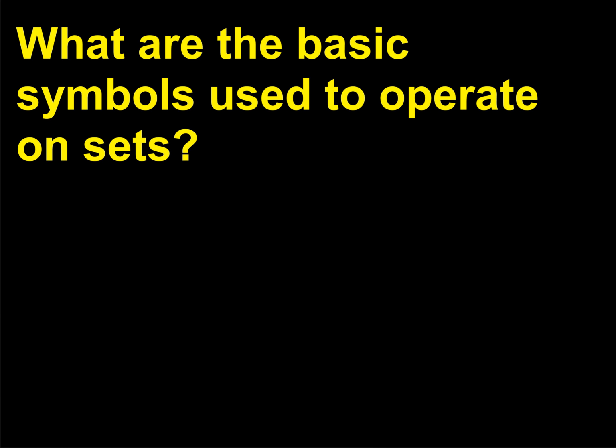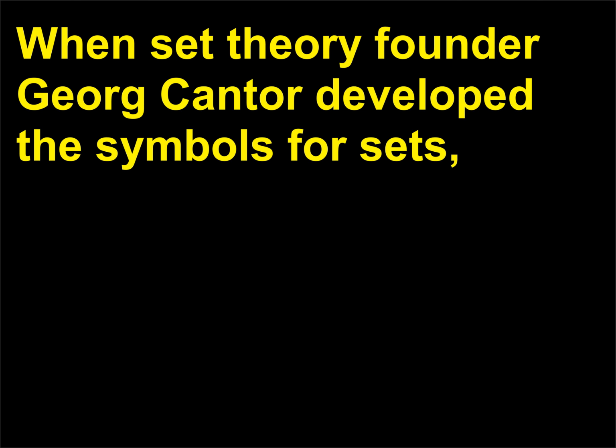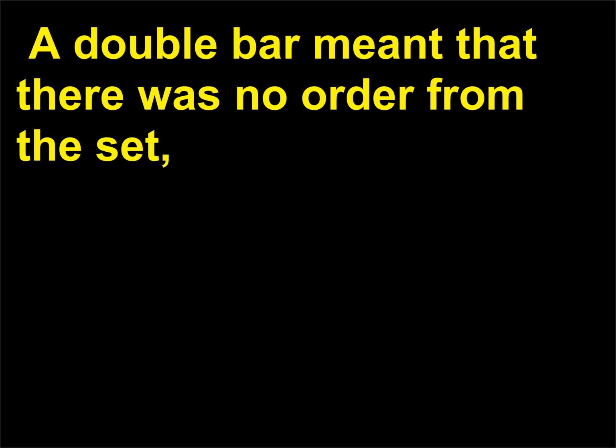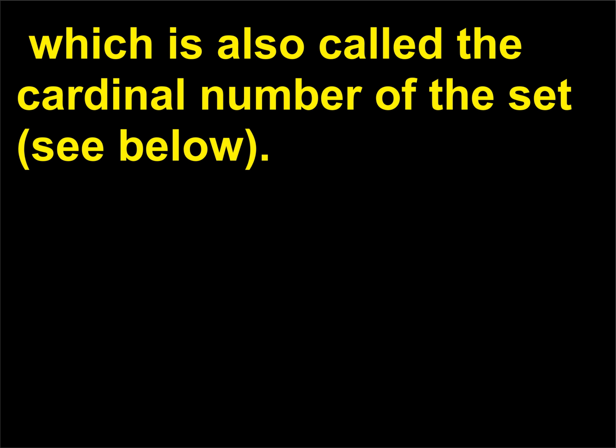What are the basic symbols used to operate on sets? When set theory founder George Cantor developed the symbols for sets, he used a single horizontal overbar to denote a set with no structure besides order, thus, it represented the order type of the set. A double bar meant that there was no order from the set, which is also called the cardinal number of the set, see below.